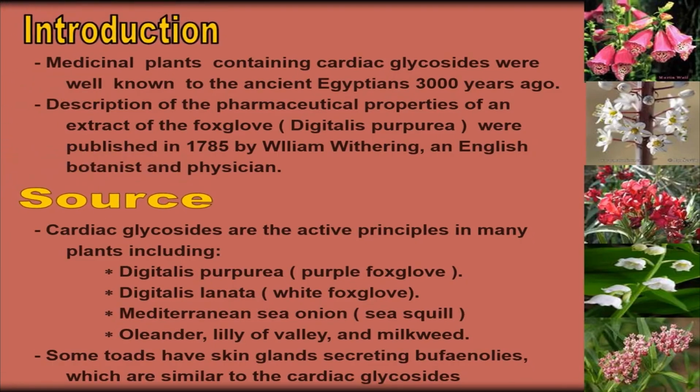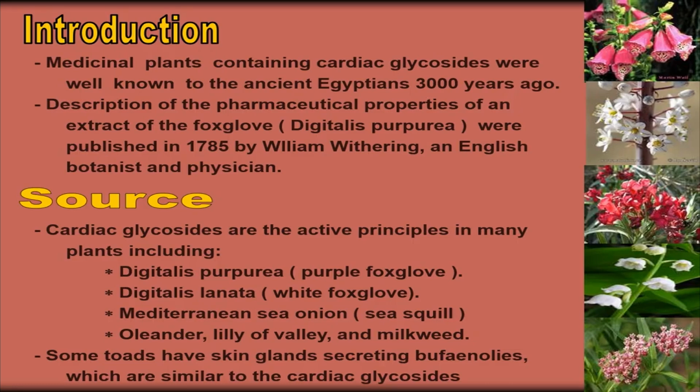Introduction. Medicinal plants containing cardiac glycosides were well known to the ancient Egyptian pharaohs 3,000 years ago. Description of the pharmaceutical properties of such agents or extracts of the foxglove, which is the plant Digitalis purpurea, were published in 1785 by William Withering, an English botanist and physician.